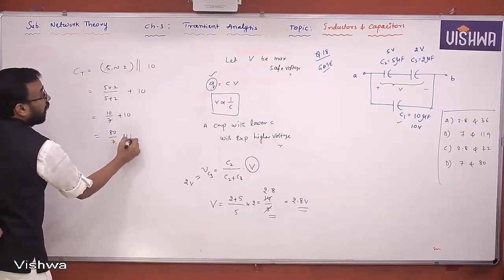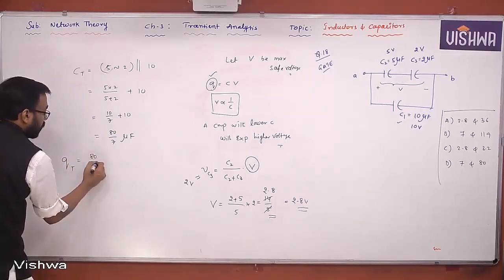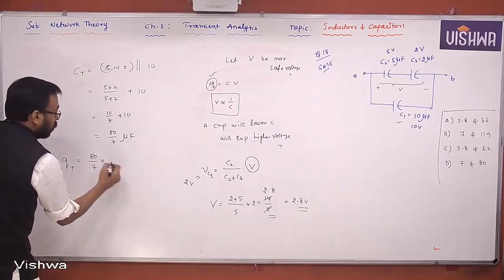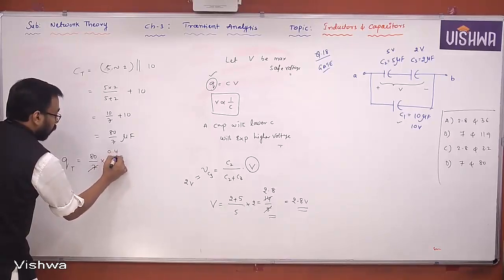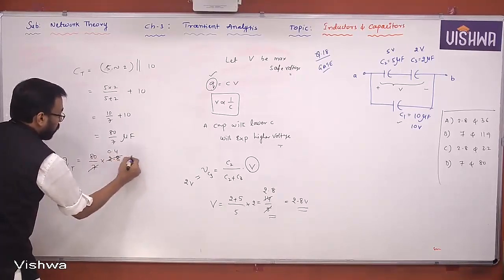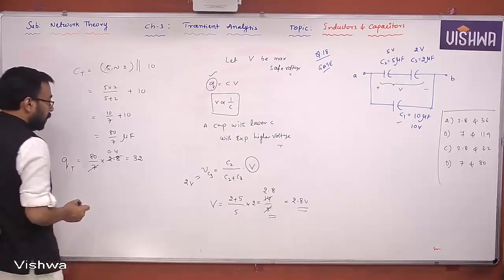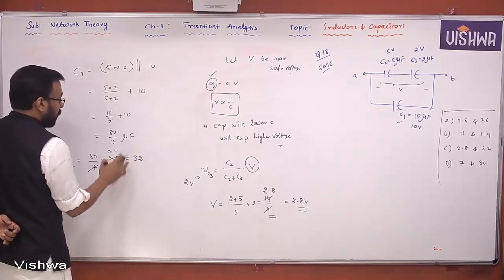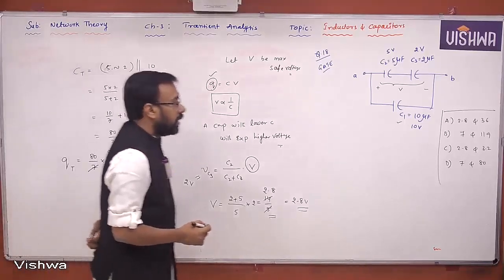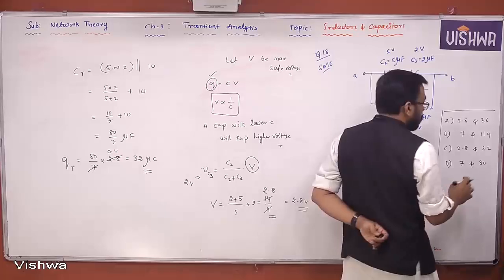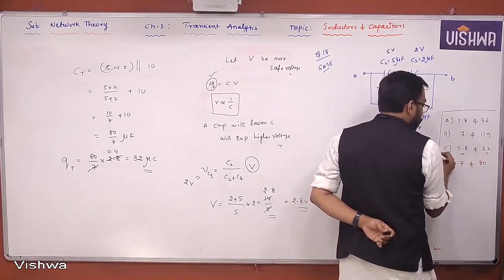It is in microfarad. So QT is nothing but 80 by 7 into 2.8. So 7 4s are 28, that is 0.4. Then 4 8s are 32. That is volts. This is microfarad, therefore microcoulomb. So you got 32 microcoulomb. This is 32, not 3.2. So 32 microcoulomb and 2.8 volts is the correct option.